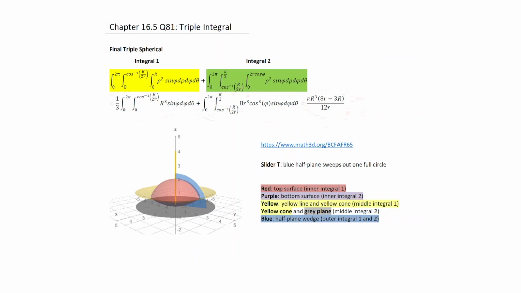If you would like to look at a picture of this, you can. The top surface, which is the inner integral, is red. Purple is the bottom surface, this integral 2. The third would be the yellow, which is a line and a cone, this one and this one. That's the middle integral of integral 1. The yellow cone and gray plane are the middle integral for integral 2. And blue is the half plane wedge for both integral 1 and integral 2. That's for the outermost integral.